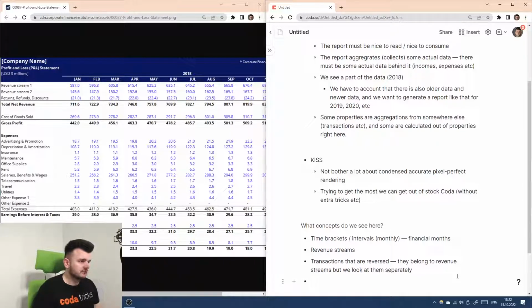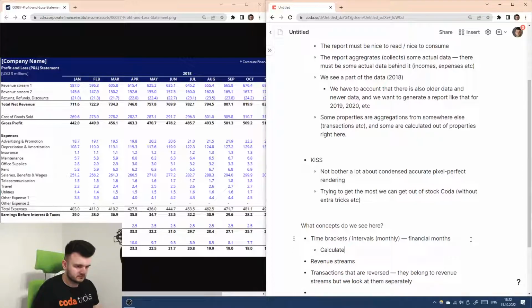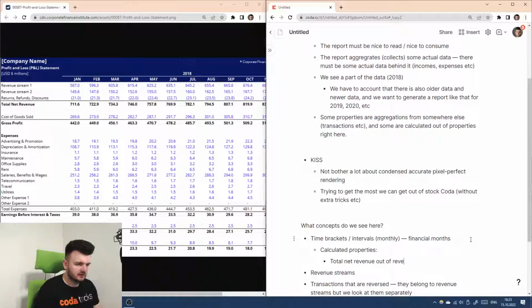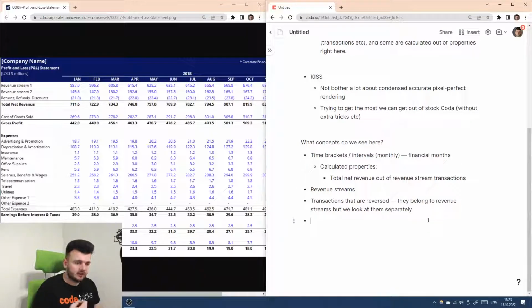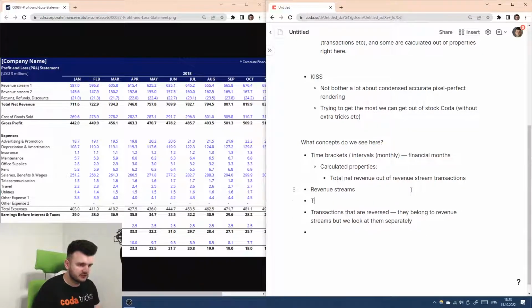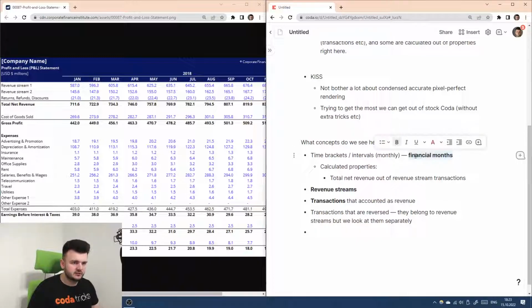And we have total net revenue, which is a calculation: take this plus this minus this, and we get this number. So it's a calculated property on a fiscal month. We have total net revenue out of revenue streams and stream transactions. Then we have transactions, so we have revenue streams, we have transactions as income, as revenue, and we have financial months.